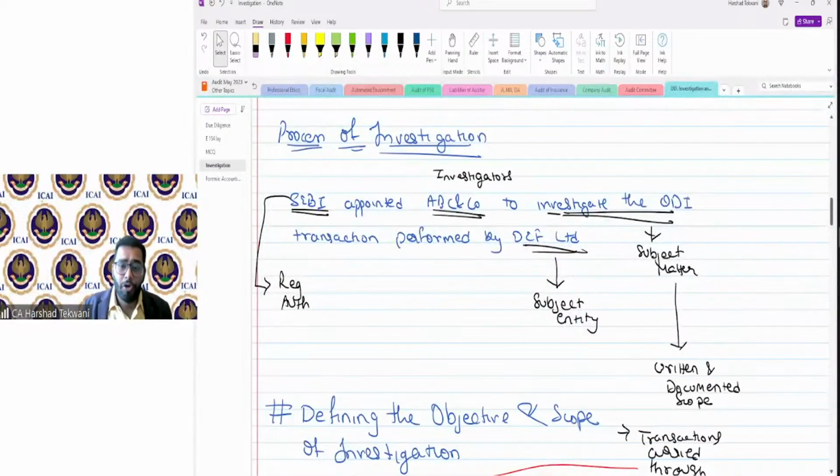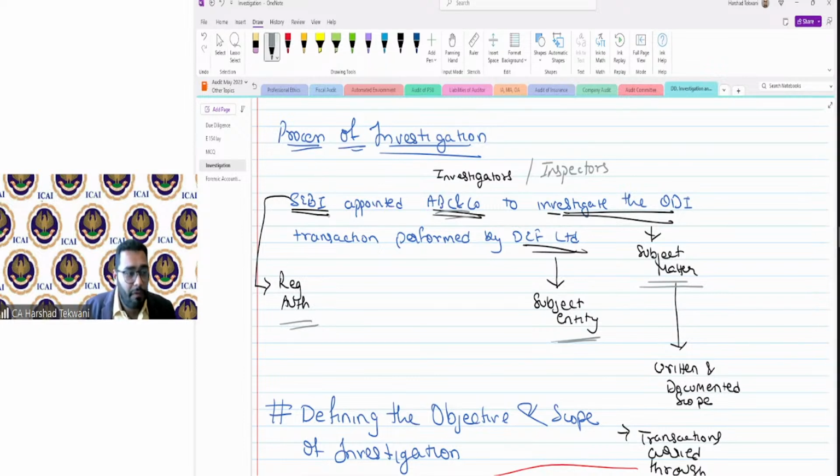Okay, let's understand the process of investigation with an example. Let's say SEBI appointed ABC and Company as the investigators to investigate the ODI transaction performed by DEF Limited. So the ODI transaction is known as the subject matter, basically, the matter which is being evaluated and investigated. The subject entity is DEF Limited. Investigators are ABC and Company. And SEBI is the regulatory authority which has appointed the investigators, or you can say kind of inspectors, to investigate the subject matter related to a subject entity.